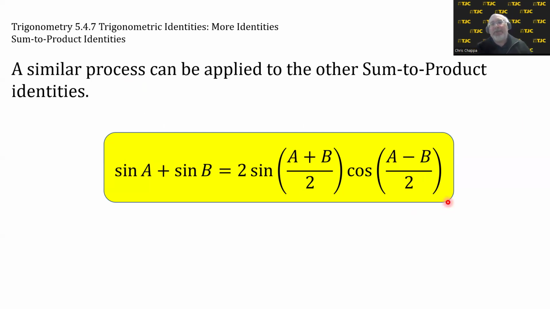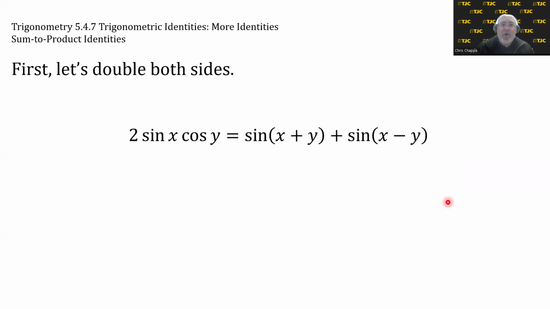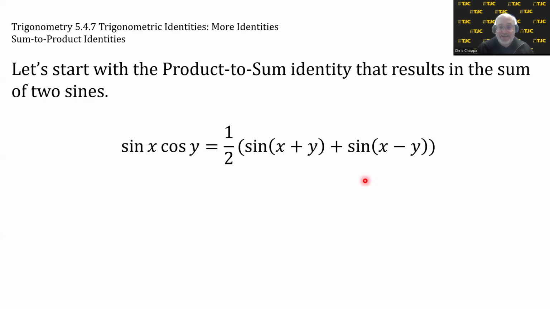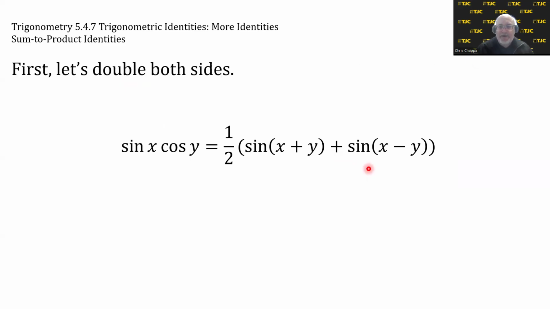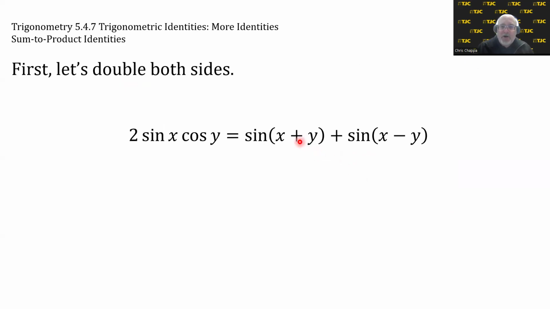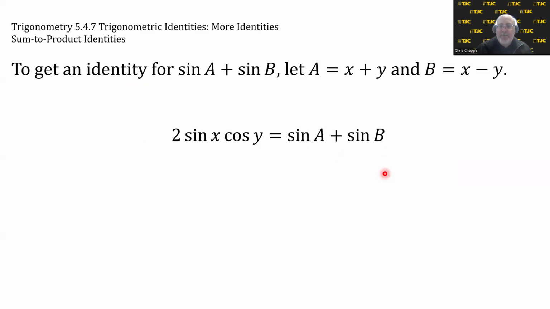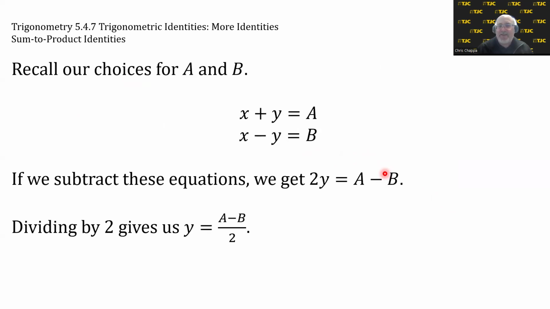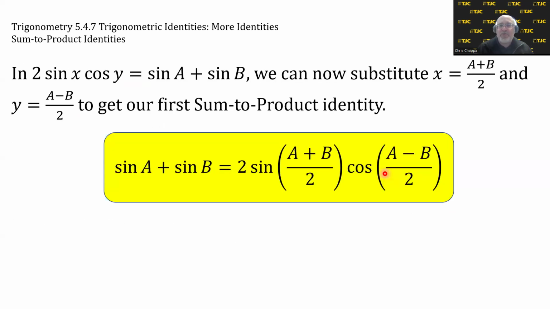A similar process can be applied to the other sum to product identities. Remember how this was set off. We wanted an identity for sine of A plus sine of B. So we found a pre-existing identity that contained the sum of two sines, got rid of the 1/2 by doubling both sides, called these A and B respectively, and then proceeded to solve this system of equations to get the value of x and the value of y, at which point we substituted into our identity to get the result.